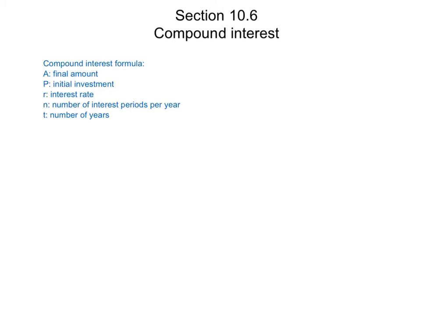So, the compound interest formula, which is what we're going to be looking at here, tells us that A, the final amount, is equal to P, your initial investment, times 1 plus r, the interest rate, over n, the number of interest periods per year, raised to the n times t. So that's what tells us how much money we make. So let's just look at an example so you see how things get plugged in here.